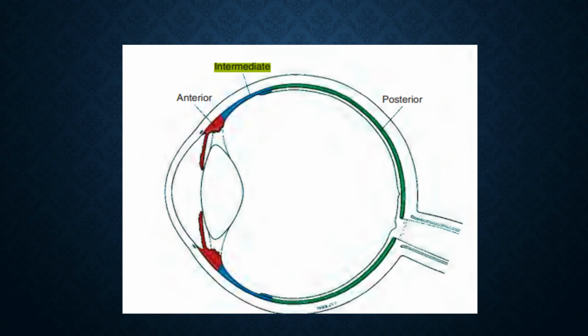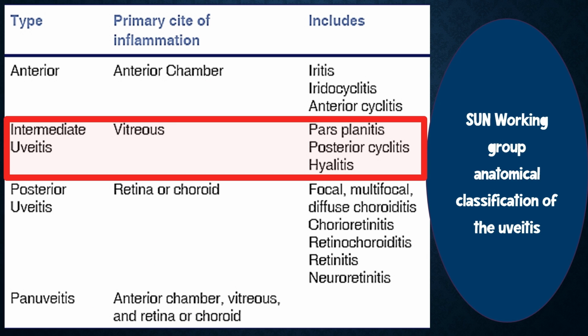Now, quite simply, uveitis can be classified into three types according to this diagram, based on the part of the uveal tract that is affected by the inflammation. The SUN working group, that is the Standardization of Uveitis Nomenclature group, classified uveitis anatomically into anterior, if the anterior part of the uveal tract is affected, that means the iris and the ciliary body. They called it intermediate uveitis if the primary site of inflammation is near the anterior vitreous, just behind the lens. Then there is posterior uveitis if the retina and the choroid are affected.